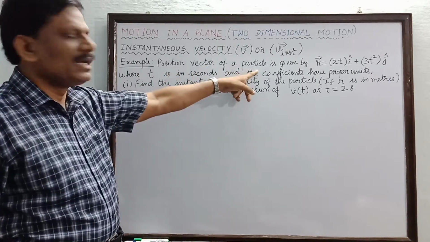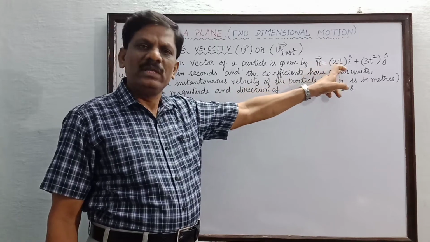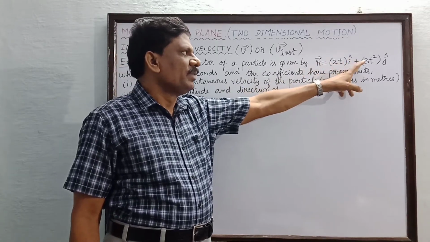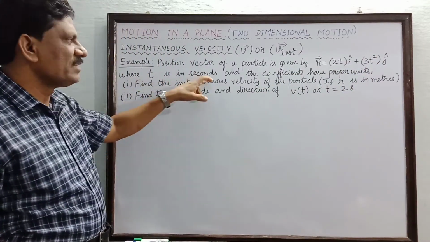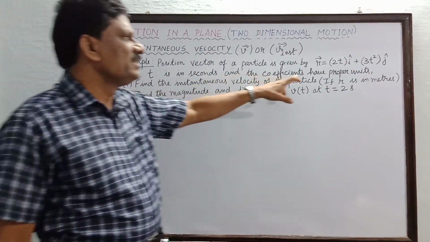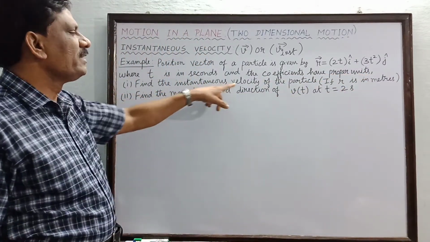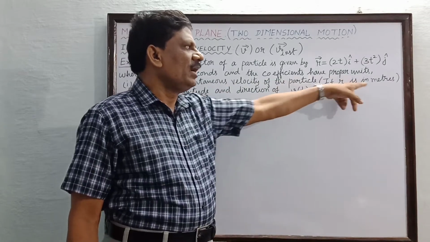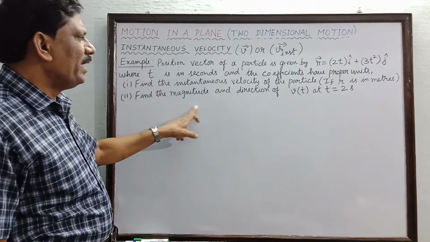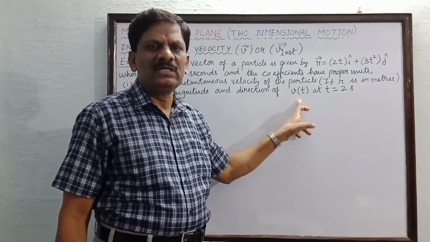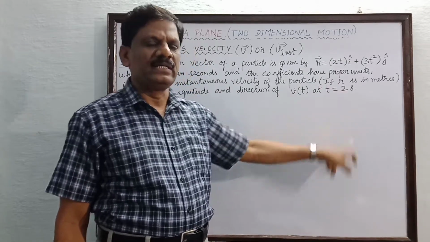The position vector of a particle is given by r vector equal to 2t i cap plus 3t square j cap, where t is in seconds and the coefficients have proper units. First, find the instantaneous velocity of the particle if r is expressed in meters. Second, find the magnitude and direction of the instantaneous velocity at an instant t equal to 2 seconds.